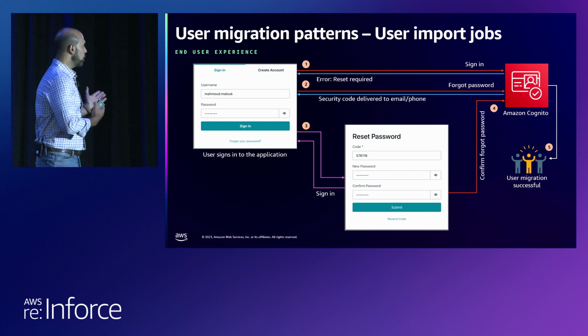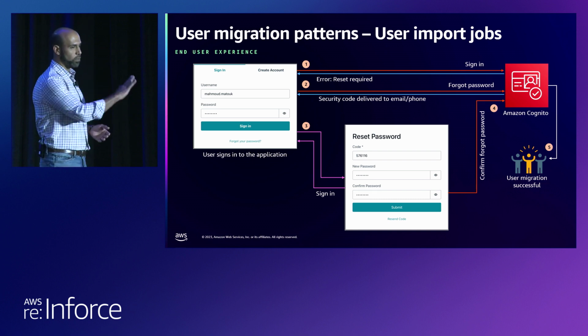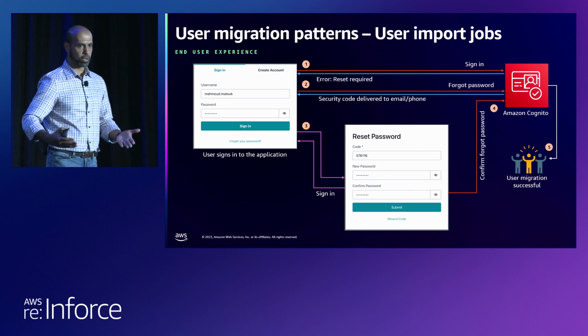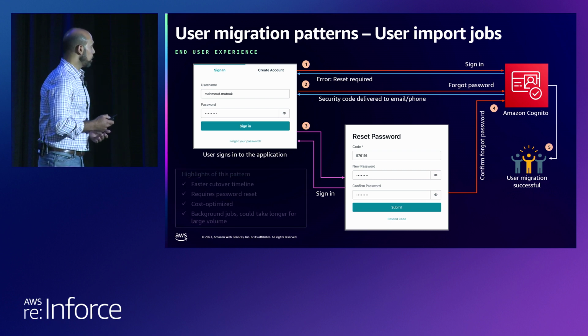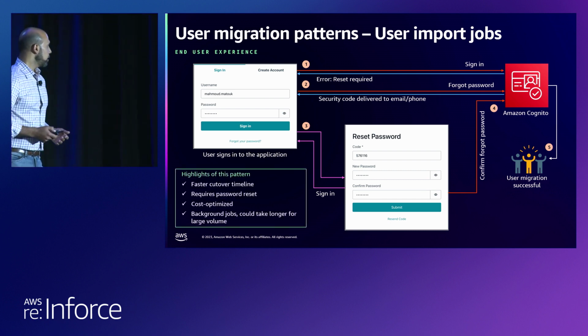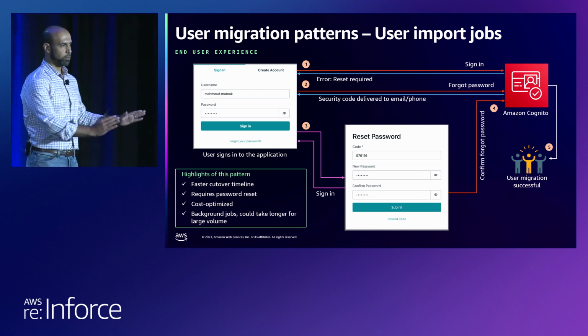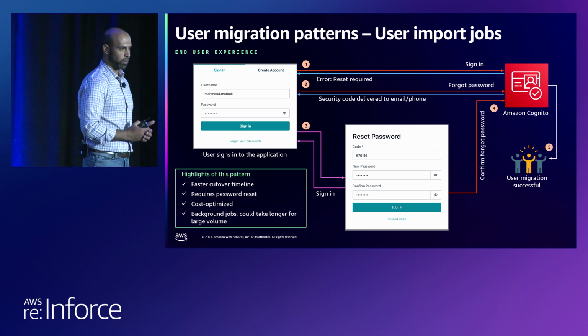If you are using the Cognito out-of-the-box hosted UI, or you're using Amplify, then all of this flow is done for you. You don't need to write any code to make this happen. If you are building your own custom UI, you can easily use the SDK and make the same transactions from your custom UI. The highlight of this pattern is that it provides you with faster migration. So if you're looking to decommission your database and move as fast as possible, this is probably the fastest way to migrate users.